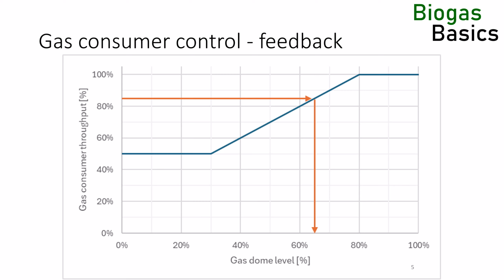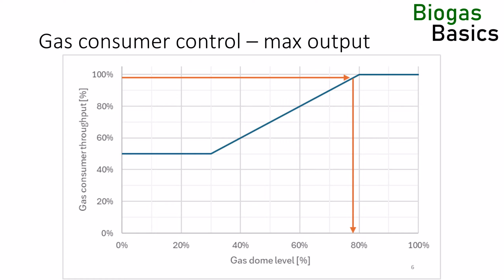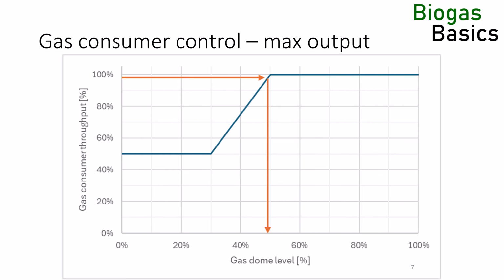This system creates a feedback loop. During normal operation, we will try to operate near 100% output. The gas dome assumes a high level, here almost 80%. Now this is the important bit. We should select the points on this curve, so that the gas dome level is at around 50% when the gas consumers operate at 100%.